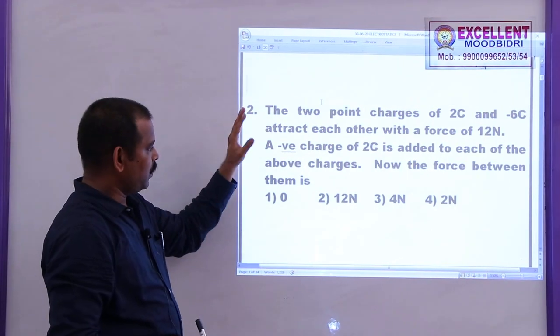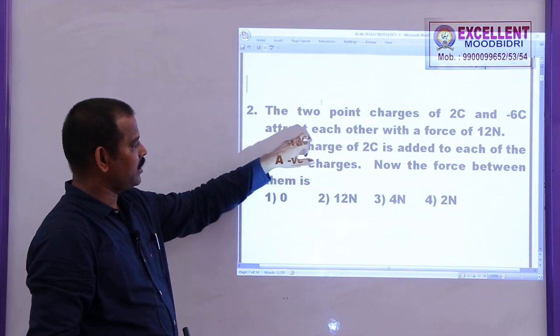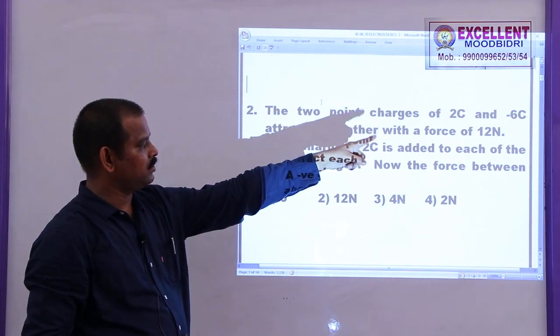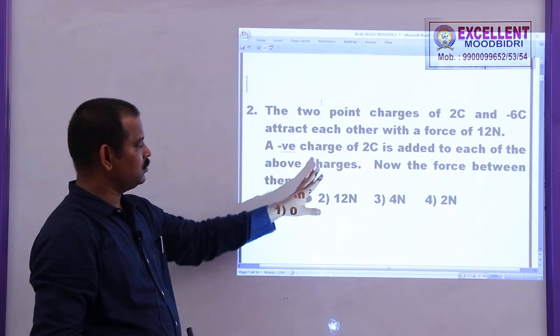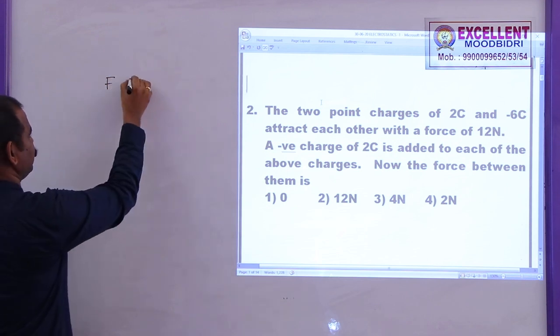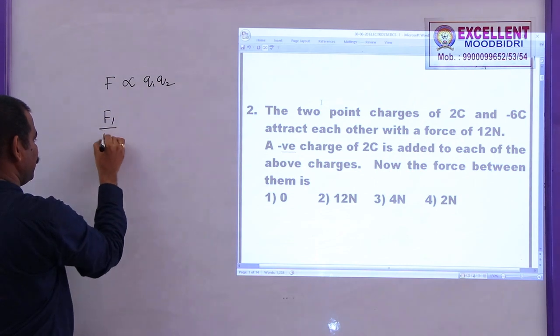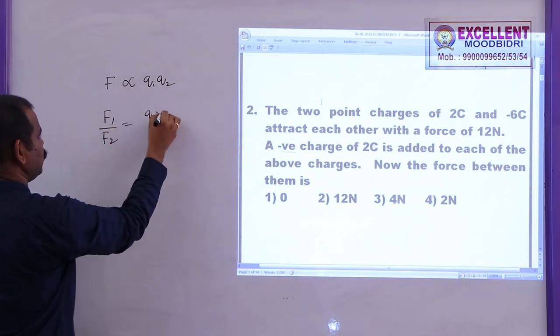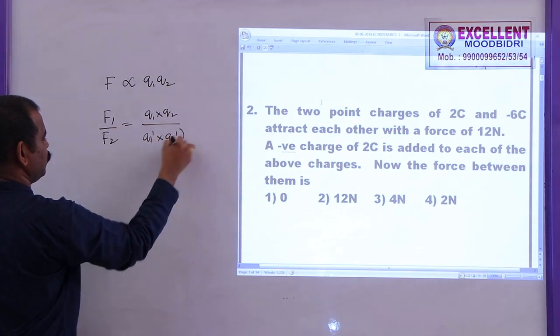Second one, a problem on Coulomb's law. 2 point charges 2 and minus 6 attract each other, because one is positive, one is negative, so it is an attractive force. If a negative charge of 2 coulombs is added to each, then what is the new force? We know that here distance is not mentioned, force is directly proportional to Q1 into Q2. So F1 by F2 can be written as Q1 into Q2 by Q1 dash into Q2 dash.